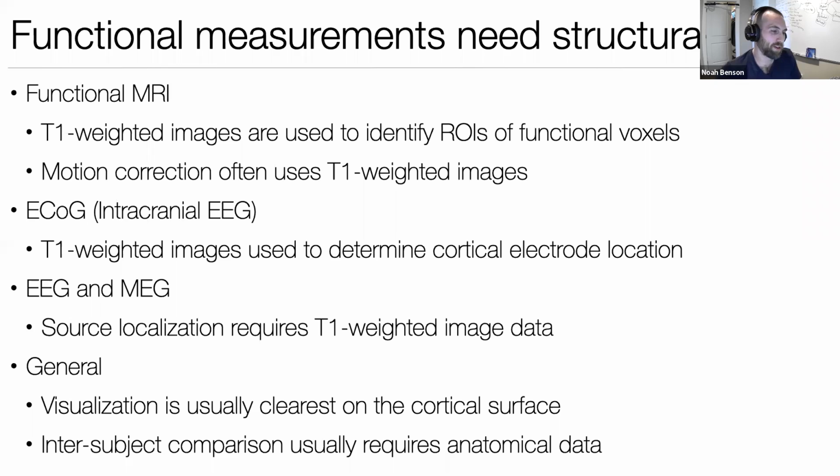So obviously with functional MRI, we tend to need T1 weighted images to know where the brain is. For electrocorticography, which is also sometimes called intracranial EEG, it is usually necessary to align a structural MR image with a CT scan of the implanted electrodes in order to deduce the location of electrodes in the brain. Similarly, for EEG and MEG measurements, source localization generally requires a T1 weighted structural image. And just in general, for almost all neuroscience work, visualization of brain data is often best when performed on a 3D model of the surface, and the best methods of inter-subject comparison tend to require high-quality structural data.